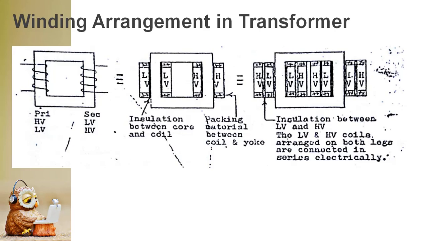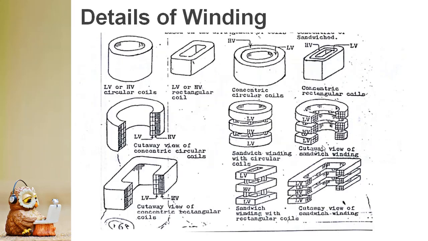According to this, both the limbs have LV and HV winding. This is nothing but your elevation of a single phase core type transformer. You remember, for a single phase core type transformer you will be having 2 limbs. For 3 phase you will be having 3 limbs. Clear? And let us go into details about the winding, because it is very important which type of winding it is.